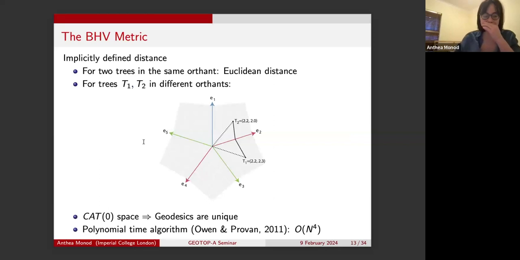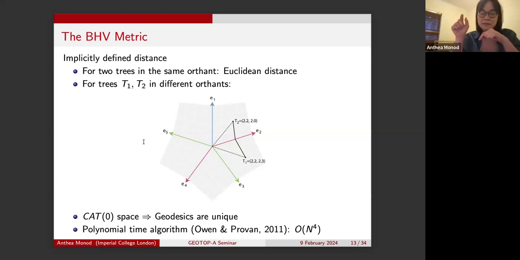So we need a metric, right? As I mentioned before, we are interested in comparing trees. If we want a metric in this tree space, it's an implicitly defined distance. For two trees in the same orthant, you're just looking at the Euclidean distance between them, right? So if these are two trees with the same topology living in the same orthant, then it's nothing more than the Euclidean distance.